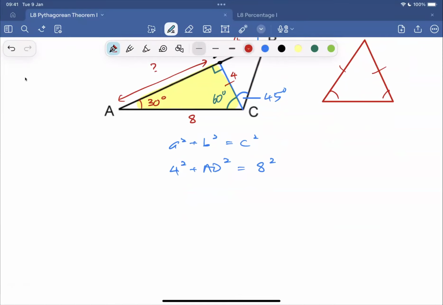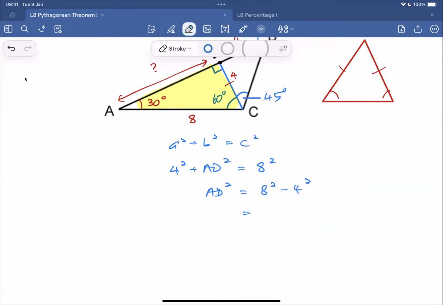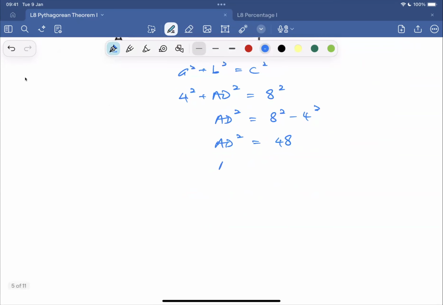What happens if I bring the number 4 over to the other side? Does it become positive or negative? Negative. Yep. So you have this minus this. So can you help me to calculate 8 square minus 4 square? What do we get? 64 minus 16. Yep, which will give us 48. So how do I find the length of AD?